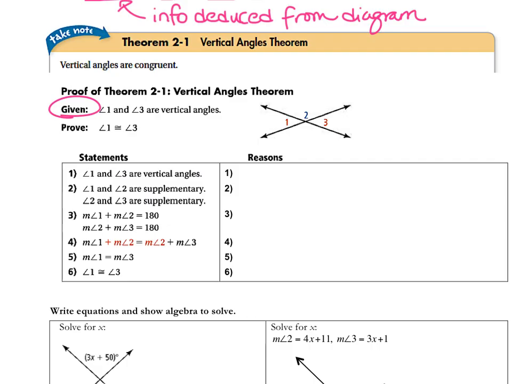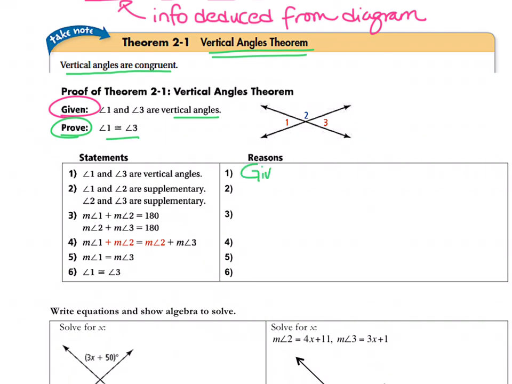Okay, we're going to prove the vertical angles theorem. The vertical angles theorem says that vertical angles are congruent. We talked about this back in the last chapter because we needed to use it before, but technically a theorem is supposed to be proven. So we have our given that 1 and 3 are vertical angles, and then we also are proving that they are congruent to each other. So you see over here our proof statement, so that we're proving that these vertical angles are congruent to each other.